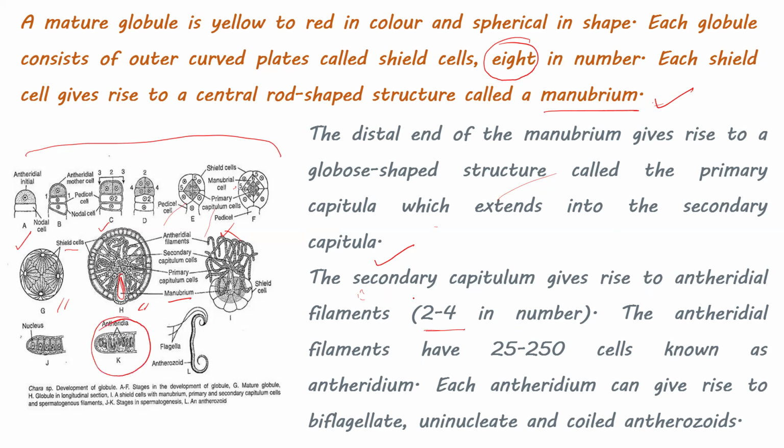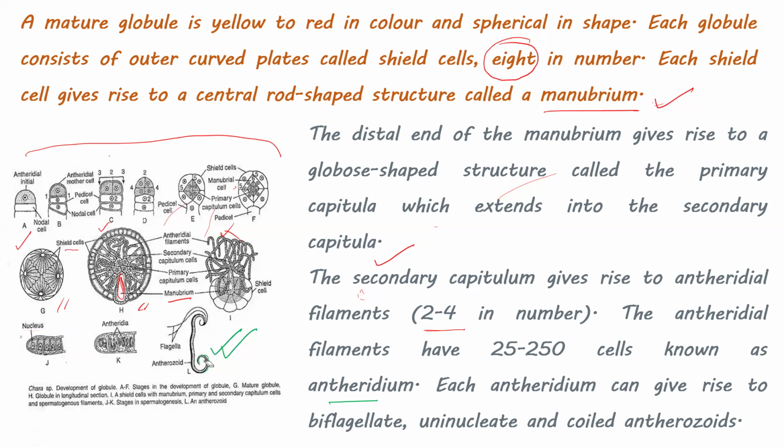Here in this picture, you can see the antheridial filaments are 25 to 250 cells and are known as antheridium. Each antheridium can give rise to a biflagellate, uninucleate, coiled antherozoid. This is the structure of the antherozoid. You can see 2 flagella here. That is why it is called biflagellate, and it is uninucleate. It will have 1 nucleus and it is a coiled structure. You can see this coiling here. All right.